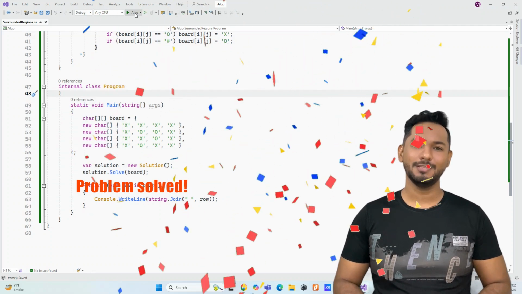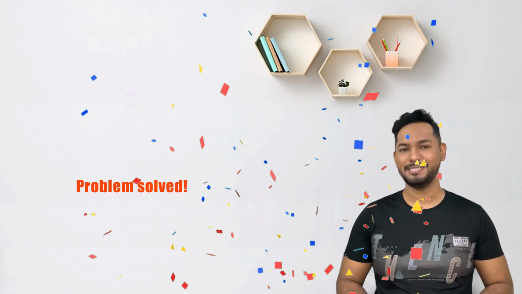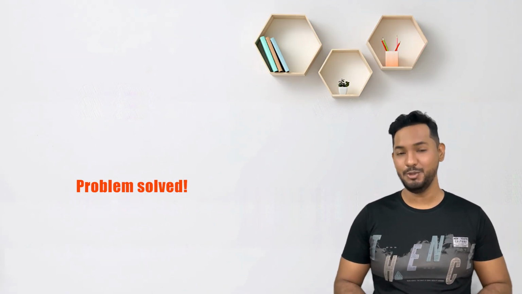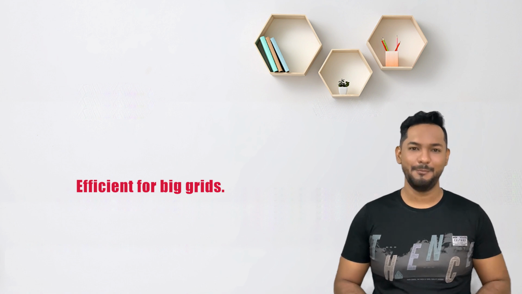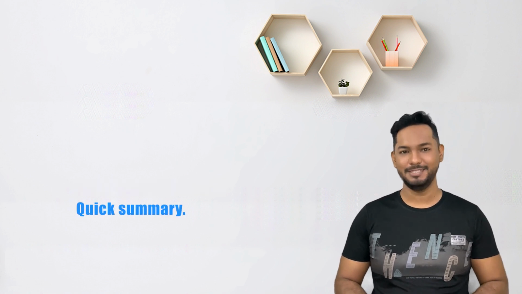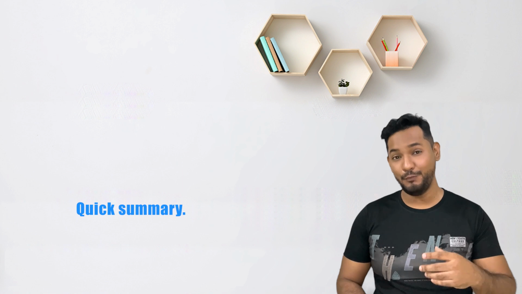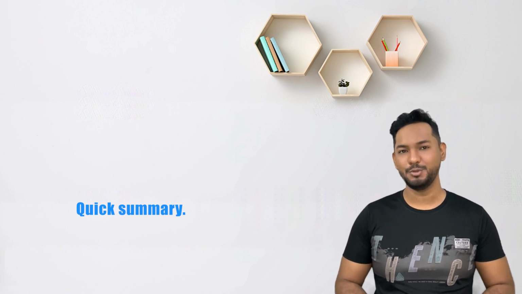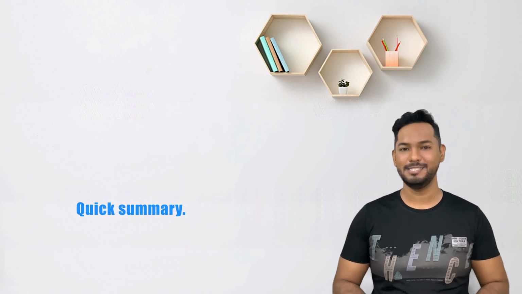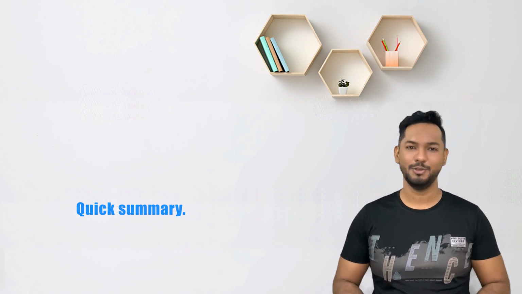And that's how you solve the Surrounded Regions problem step by step in C#. Also, this solution runs in O(MN) time, making it efficient for larger boards. Let's recap. We identified and marked safe O's connected to the edge. We flipped the surrounded O's to X. And finally, we restored the safe regions to their original state. And that's it. Problem solved.